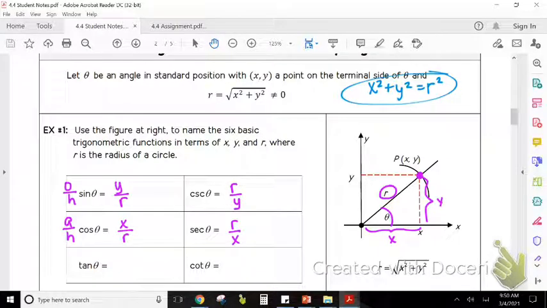Now remember, tangent was opposite over adjacent. When I look at this triangle, my opposite is y and my adjacent is x, so tangent is going to be y over x. And its reciprocal, cotangent, would just be x over y. So we're going to move away from using opposite, adjacent, and hypotenuse, and move into using x, y, and r. x is going to be our horizontal, y is going to be the vertical, and r is always going to be the radius.